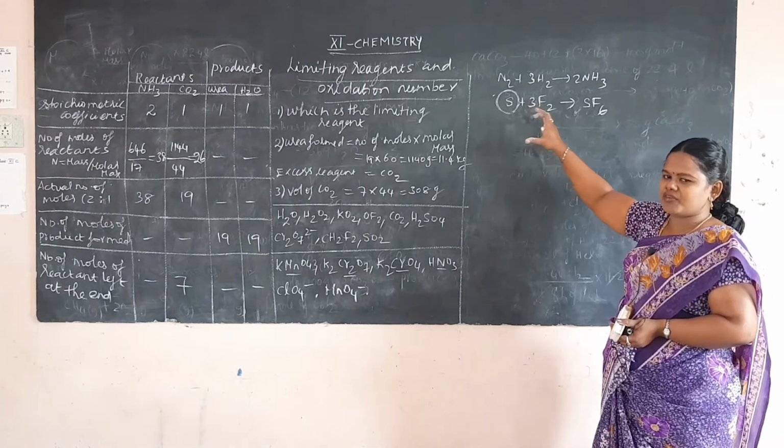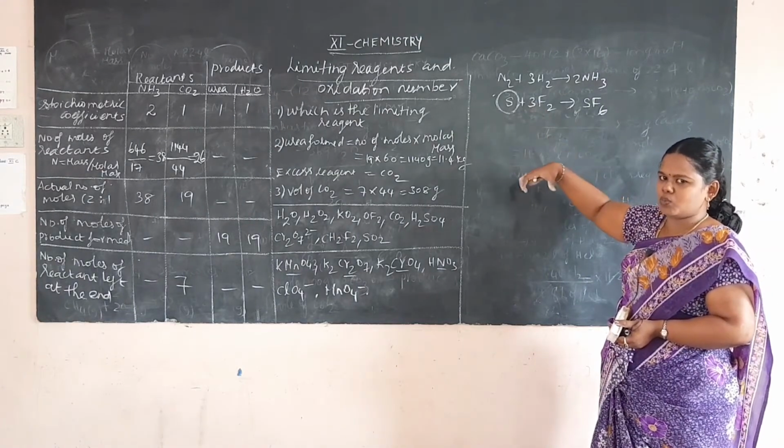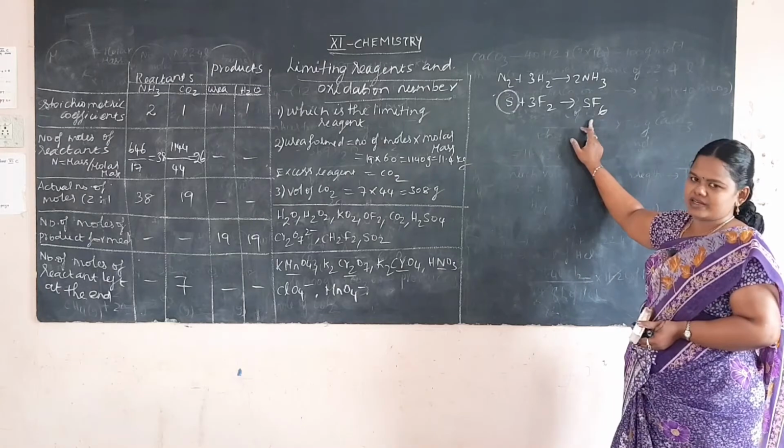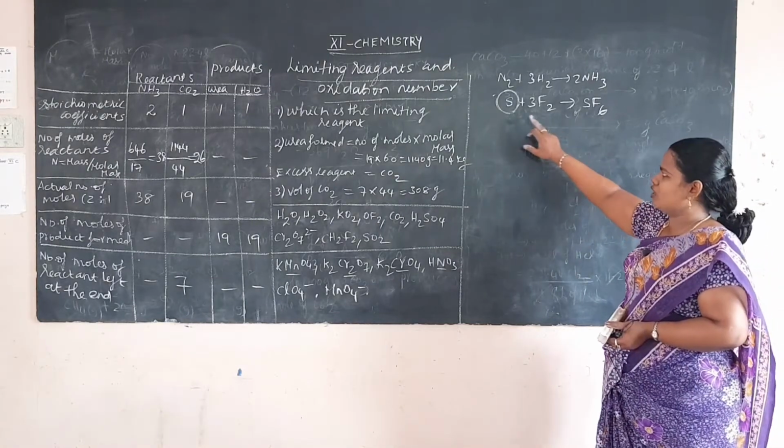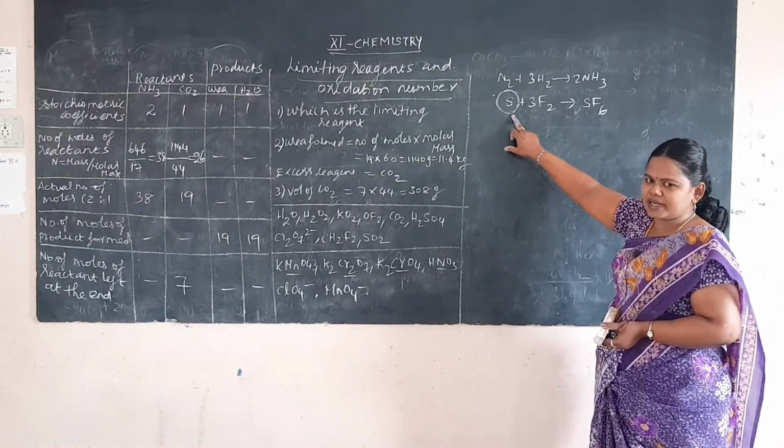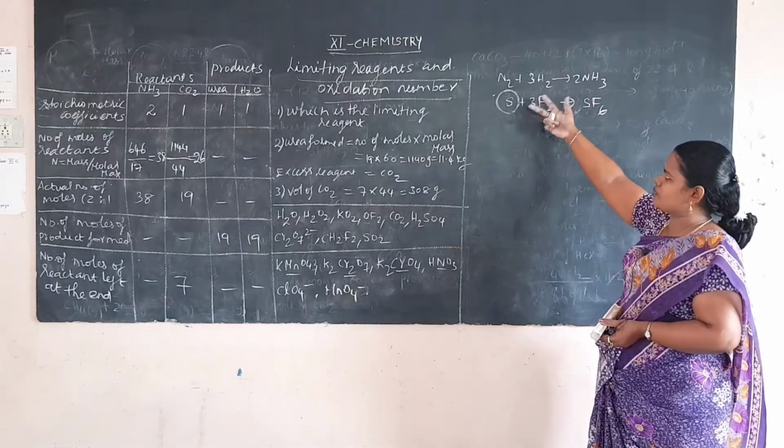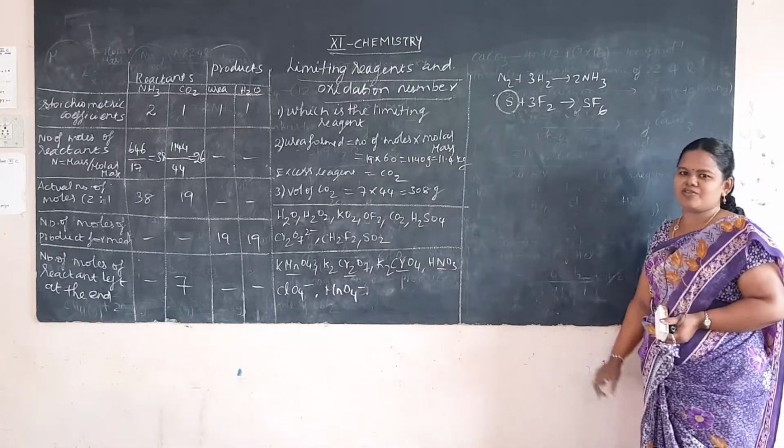How much amount of reactant is completely consumed to yield the product, that is known as what? Limiting reagent. So here sulfur is completely consumed, completely changed to sulfur hexafluoride.